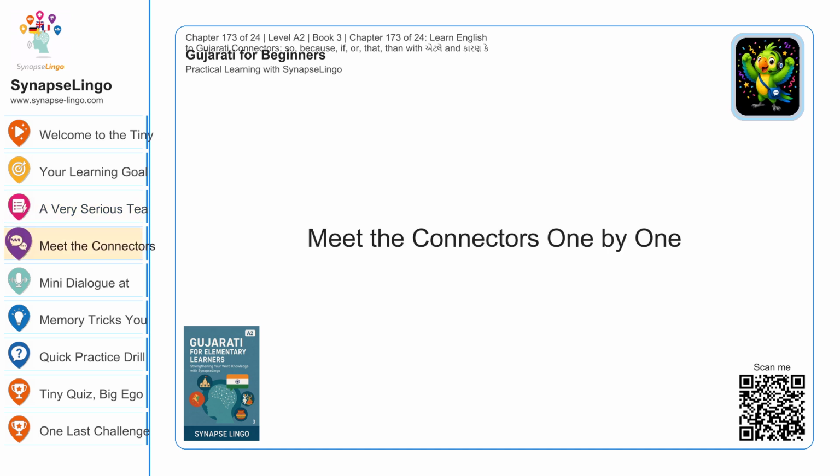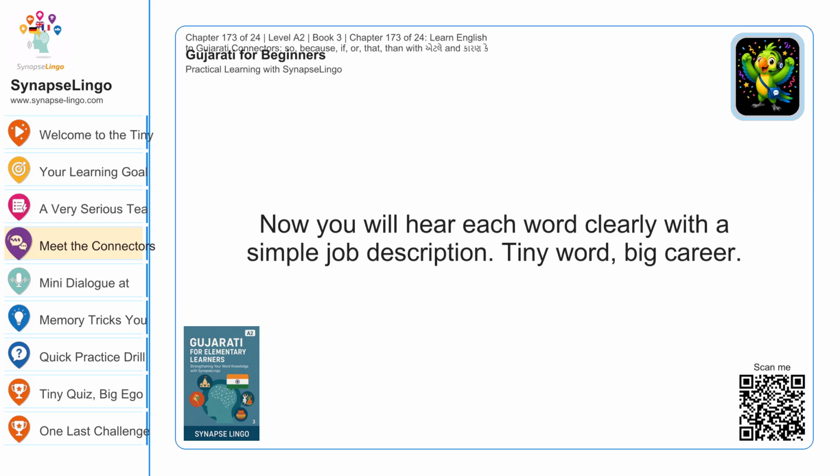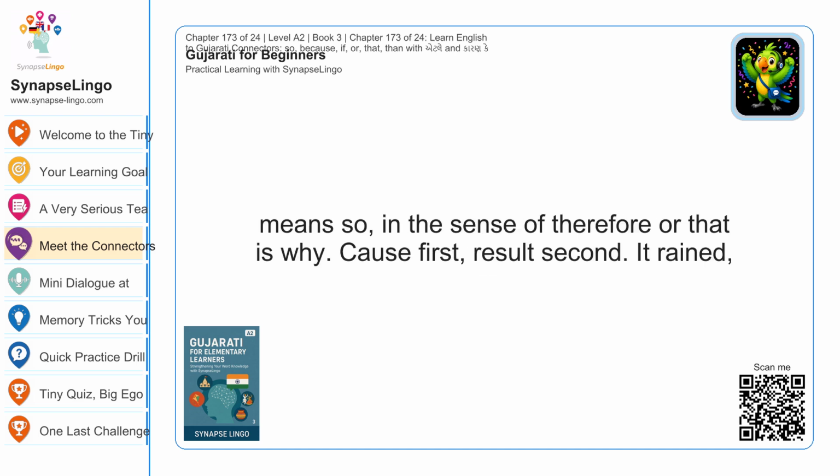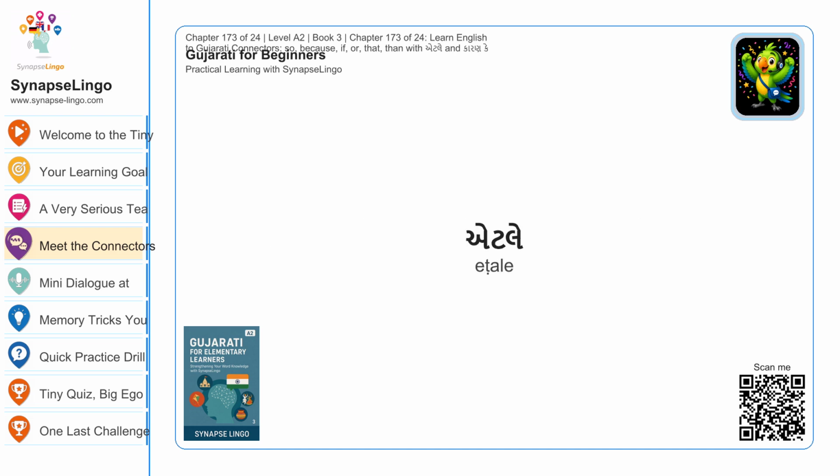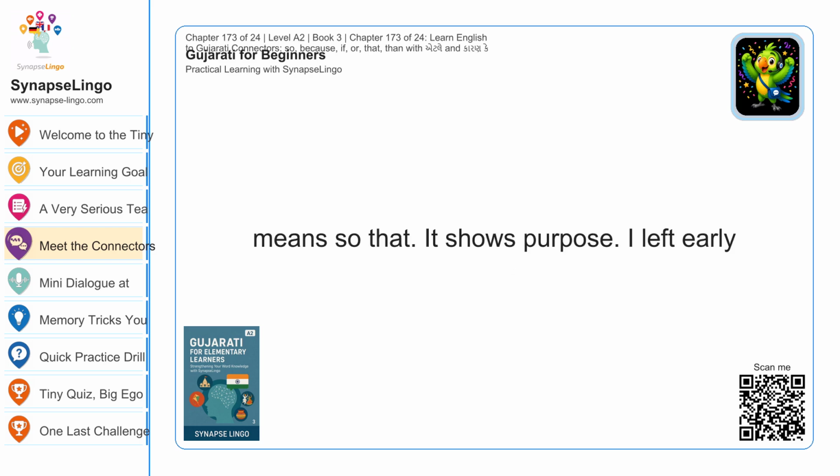Meet the connectors one by one. Now you will hear each word clearly with a simple job description. Tiny word, big career. એટલે means so, in the sense of therefore or that is why. Cause first, result second. It rained, એટલે, we stayed inside. જેથી means so that. It shows purpose. I left early, જેથી, I could catch the bus.